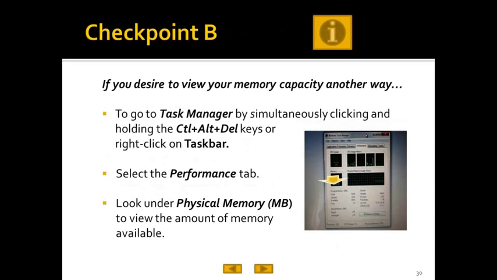Checkpoint B. If you desire to view your memory capacity another way, go to Task Manager by simultaneously clicking and holding the Ctrl-Alt-Delete keys, or you can simply right-click on the taskbar. Select the Performance tab and look under Physical Memory, which is in megabytes, to view the amount of memory available.